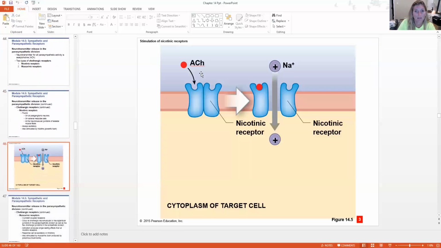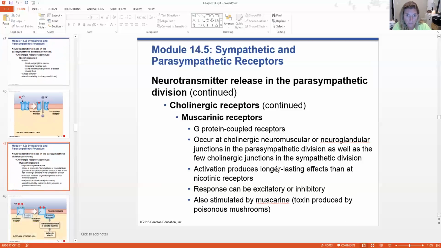Here you see what I mean. ACh binds, sodium channels open, sodium rushes in. That sodium channel is a nicotinic receptor. Cholinergic receptors that are muscarinic have G proteins that are activated in their pathways. So they occur at a cholinergic neuromuscular or neuroglandular junction in the parasympathetic, as well as a few cholinergic junctions in the sympathetic division. Activation is going to be longer lasting. The response can be excitatory or inhibitory in a muscarinic, and it's stimulated by muscarine, which is a toxin produced by poisonous mushrooms.